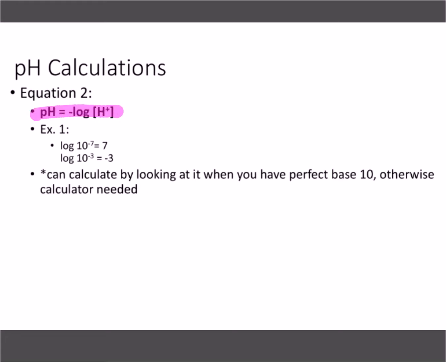pH equals the negative log of the hydrogen ion concentration. And we saw this equation, guys, yesterday in the video. So this is not brand new to us, those of us who were here yesterday. So example number 1 is log of 10 to the minus 7 equals 7. Log of 10 to the minus 3 equals negative 3.